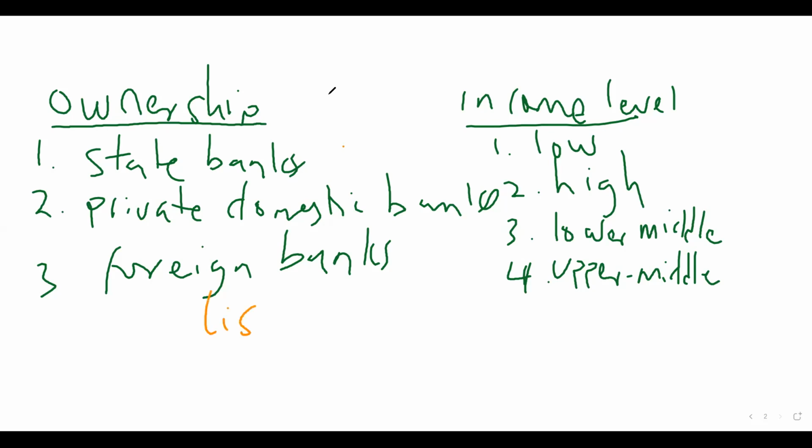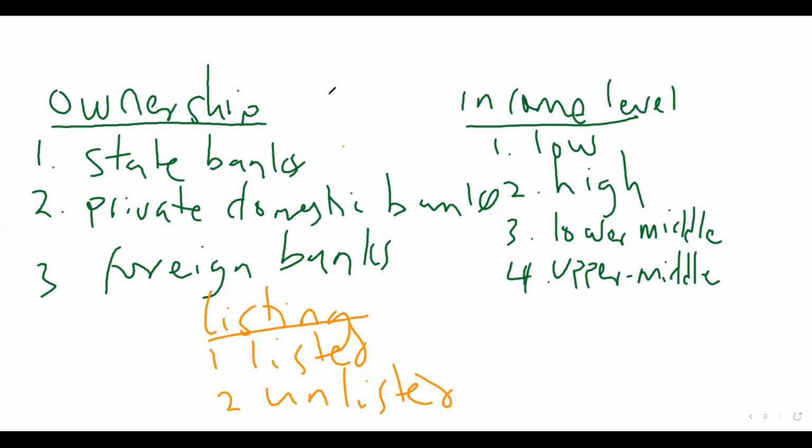Okay. Listing of banks. And then you can have one group, let's say listed banks, and then unlisted banks. So banks that have been listed on the stock market and the banks that have not been listed. So these are all dummy variables. Okay, these are all dummy variables.